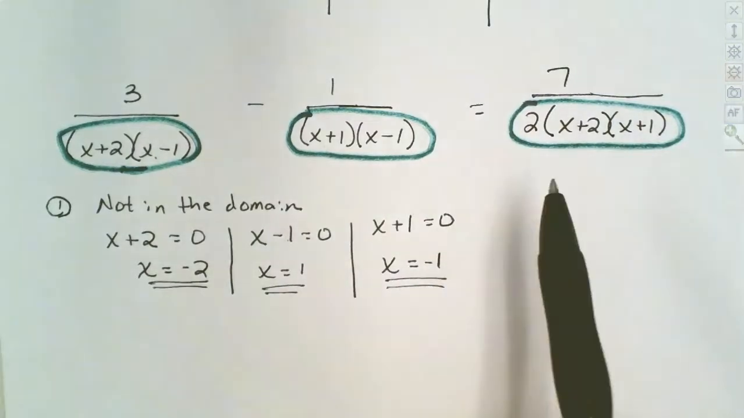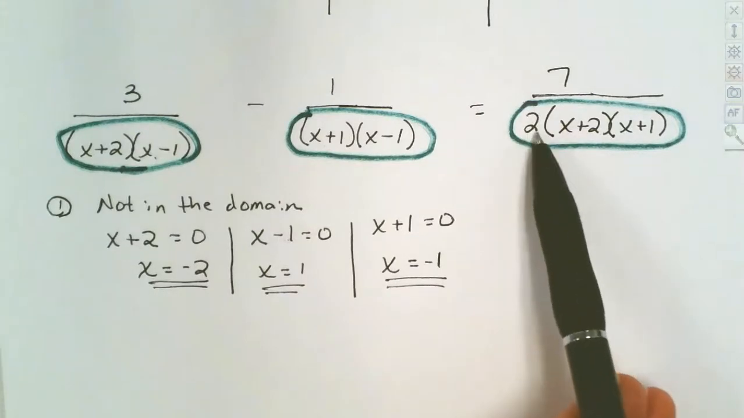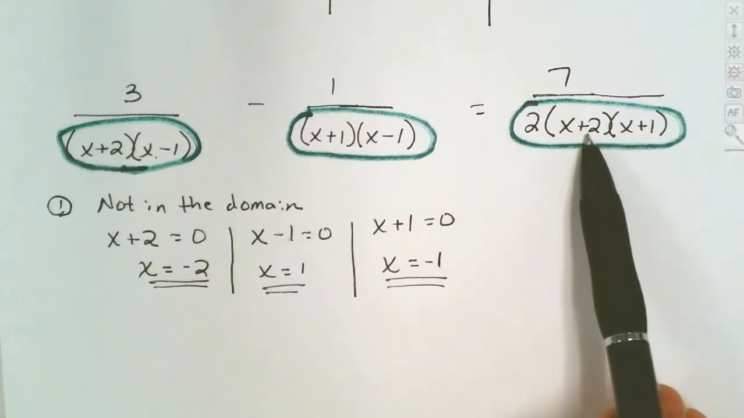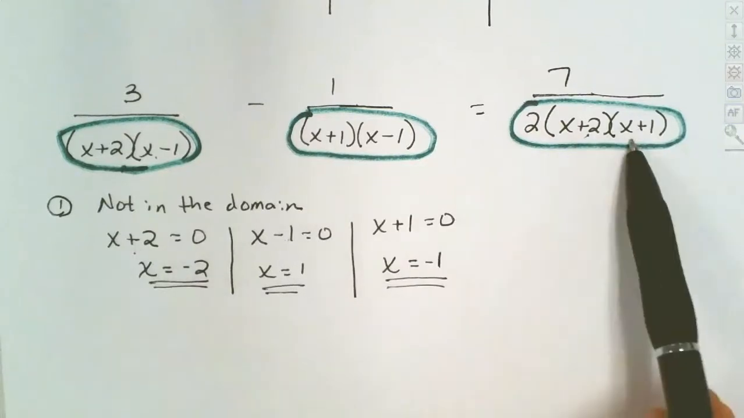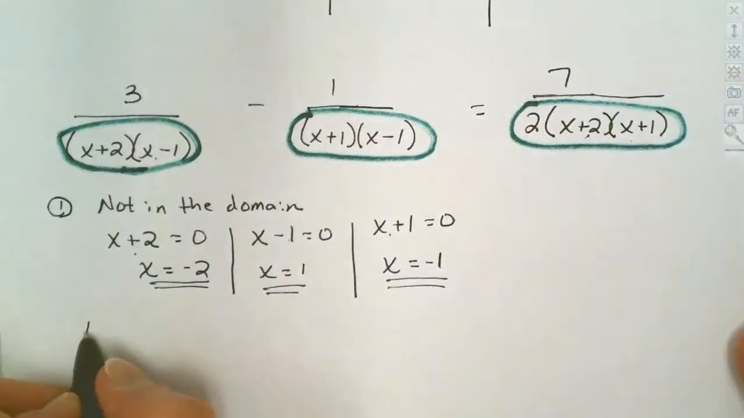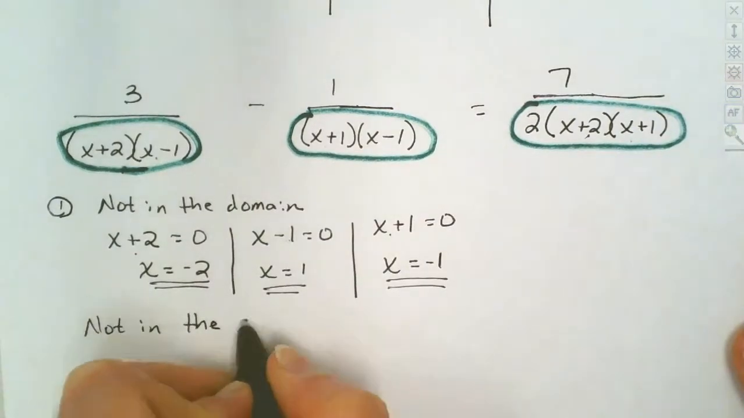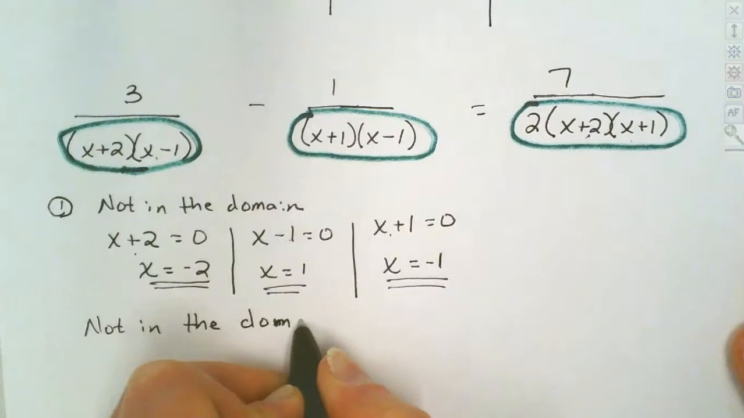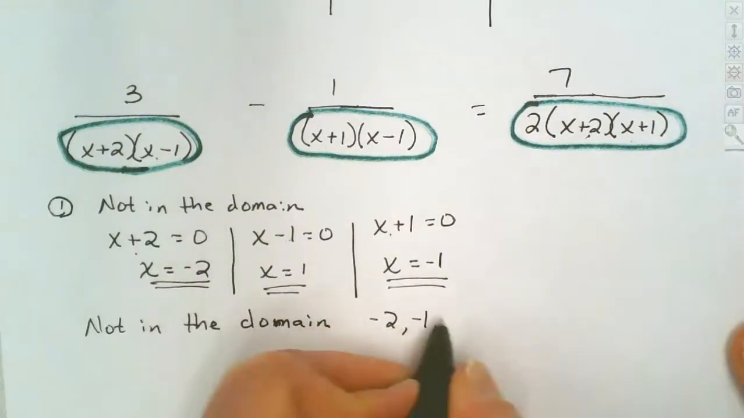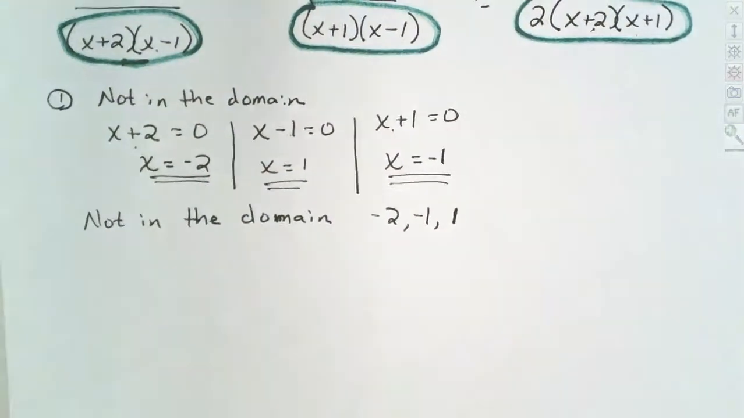And then we don't have to worry so much about the last one. Why not? Okay, the 2 is just a multiple out in front, so it doesn't matter. What are our two parentheses? We've got x plus 2, which is here. We've got x plus 1, which is here. So what numbers now are not in the domain? And the numbers that are not in the domain, we've got several of them. We've got minus 2, minus 1, and 1. Those numbers are not possible solutions.